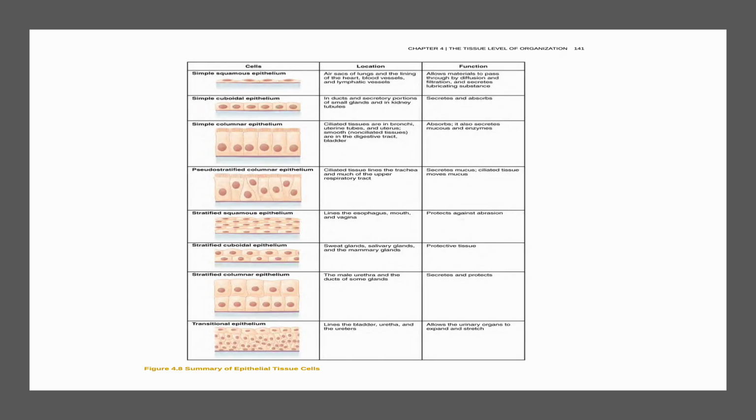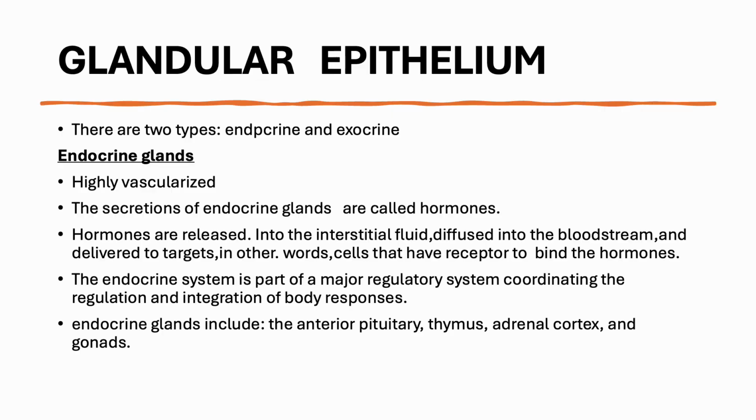And this is a summary of it. Glandular epithelium, there are two types, endocrine and exocrine. Endocrine glands are highly vascularized, and their secretions are called hormones. Hormones are released into the interstitial fluid, diffused into the bloodstream, and delivered to targets, in other words, cells that have receptors to bind the hormones. The endocrine system is part of the major regulatory system coordinating the integration of body cells. Some of the endocrine glands are the pituitary gland, thymus, adrenal cortex, and gonads.